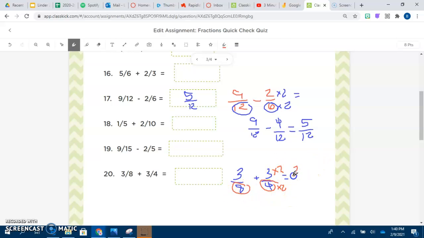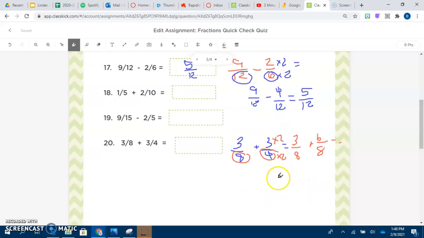So I'm going to rewrite 3/8 plus 3 times 2 is 6, 4 times 2 is 8. So I'm going to do 3/8 plus 6/8 equals, well, 6 plus 3 is 9. So then I have 9/8.